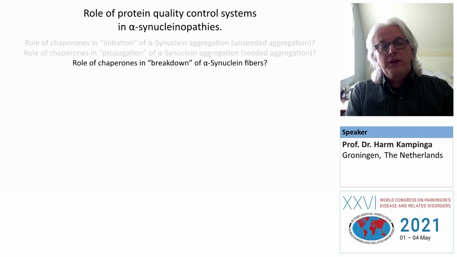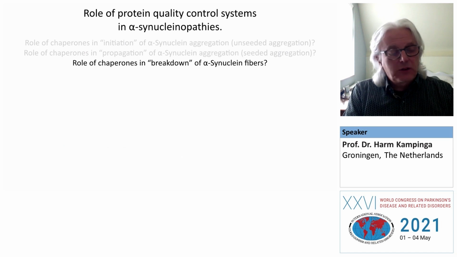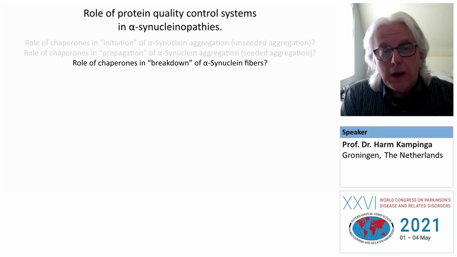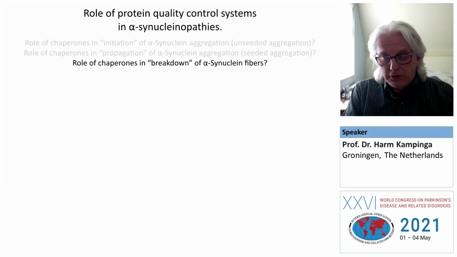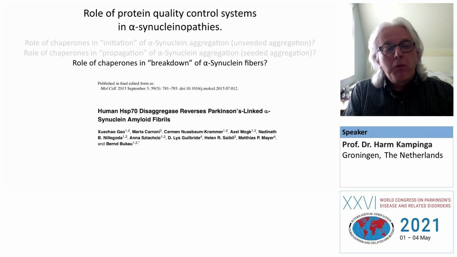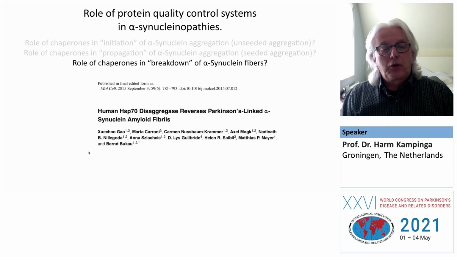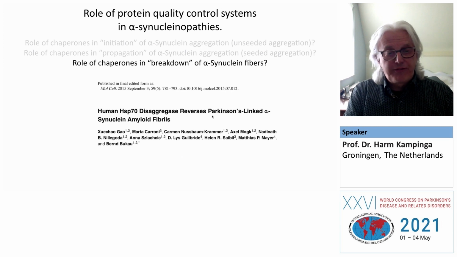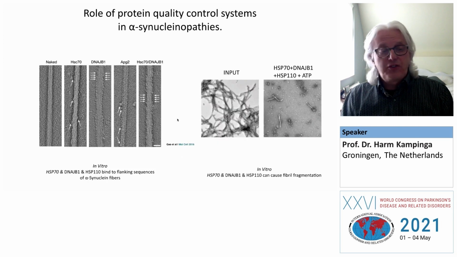So the final question then that we ask in our consortium is: is there a role of chaperones in the breakdown of alpha-synuclein fibers? And in fact, before we started with the consortium, Bernd Bukau had already shown that indeed there is a complex that he called the HSP70 disaggregase complex that can reverse alpha-synuclein-induced amyloid fibrils. And the evidence is actually shown here in this slide.